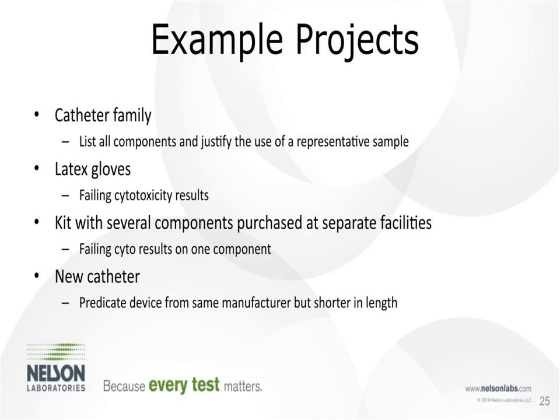Another example is a kit that has several components, and these components are purchased from separate facilities and then manufactured and put together at one location. The manufacturer of the kit performs testing, and it is failing cytotoxicity. After doing some investigation, it came to light that it's one component of this kit that causes the failing cytotoxicity results. So at this point, we can assess that one component and the materials in that component.